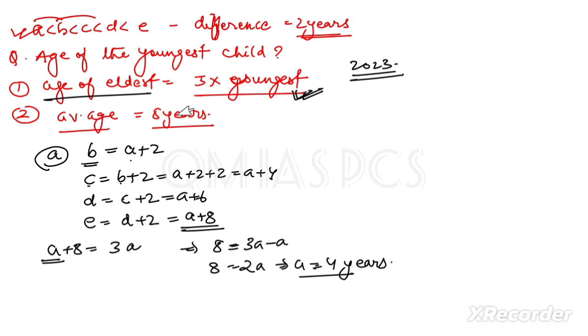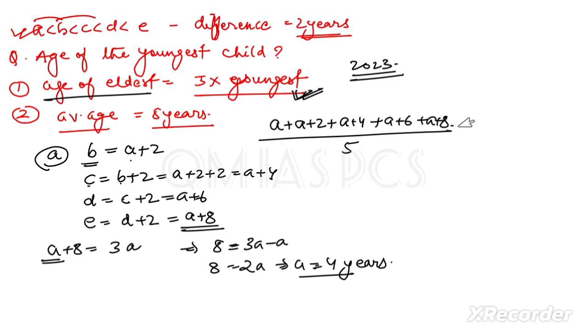Okay, so in average, age you can write A plus B plus C plus D plus E, but in place of B we will write A plus 2. In place of C we will write A plus 4. In place of D we will write A plus 6, and in place of E we will write A plus 8, divided by how many persons are there? 5. So it will be 5, and that is equal to 8.